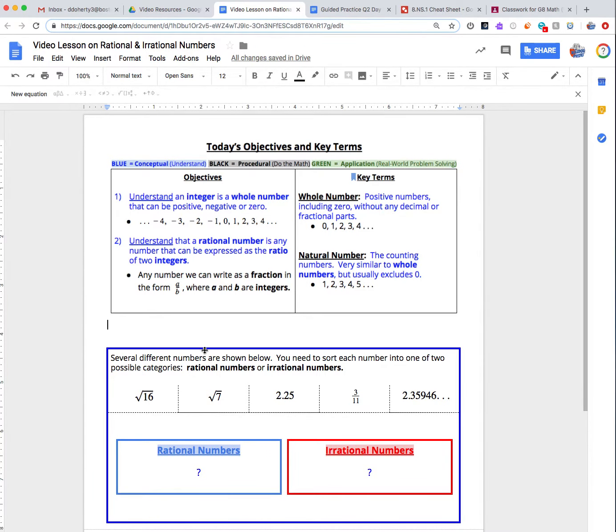If we look at this example problem today, it gives us a bunch of numbers and asks us to classify them. They're either going to be rational, they could be written as a ratio, a fraction, or they will be irrational, numbers that we cannot write as fractions.